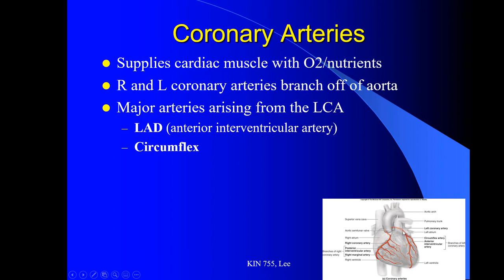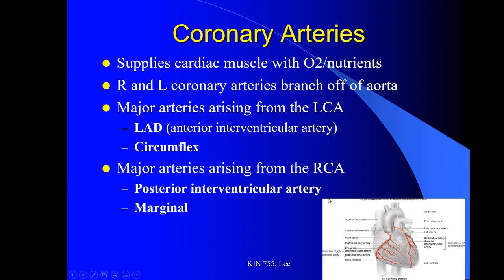And if we focus on the left at first, here's your left coronary artery. One branch of that goes right down the front of the heart. That's called the LAD, for left anterior descending. It's also known as the anterior interventricular branch. Then you have this little branch that loops and wraps around the left lateral side of the heart. That's the circumflex.